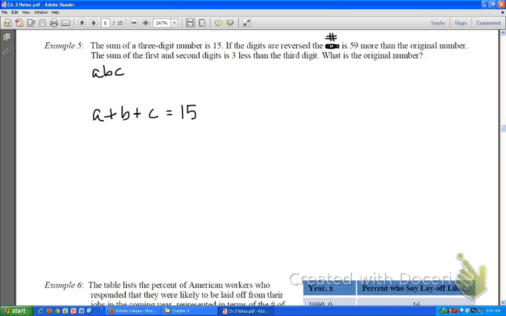Now the second part is where things get tricky. So don't write this, just watch. A lot of you are going to be tempted to say, okay, ABC equals CBA, and what did I say it was? It was 59 times more. A lot of you are going to want to write CBA equals the original plus 59. Why is that not okay?